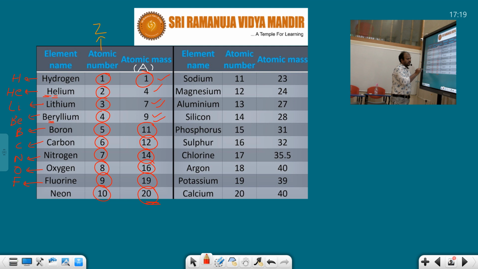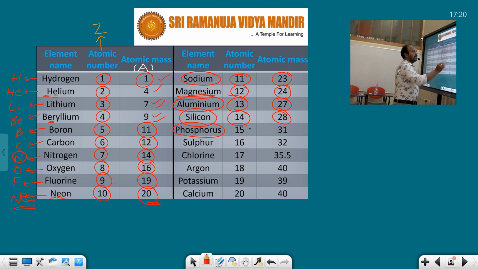And if you take sodium, the atomic number is 11, and the atomic mass or atomic weight is 23. After that, magnesium, atomic number 12, atomic weight 24. After that, aluminum, atomic number 13, atomic mass 27. Silicon, atomic number 14, atomic mass 28, almost double. Phosphorus, atomic number 15, atomic mass 31. Sulfur, atomic number 16, atomic mass 32.